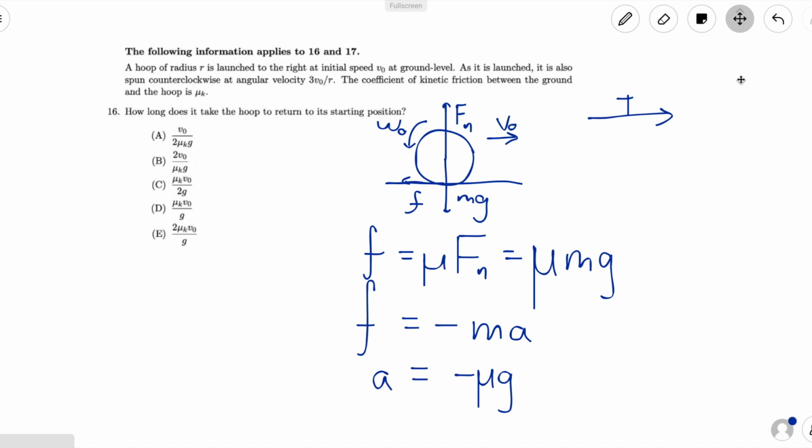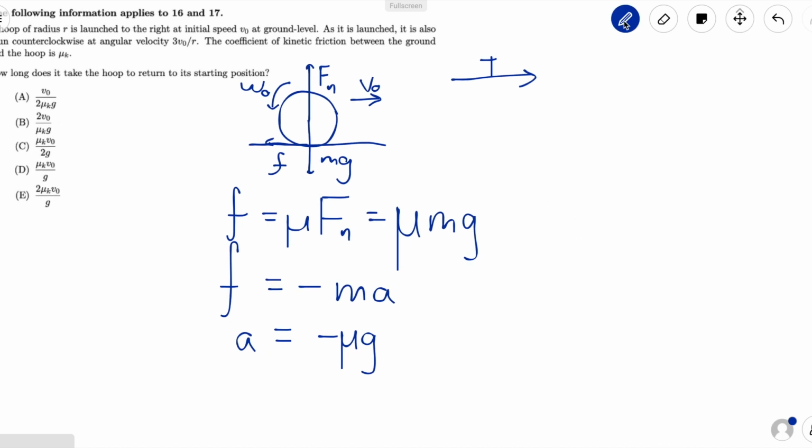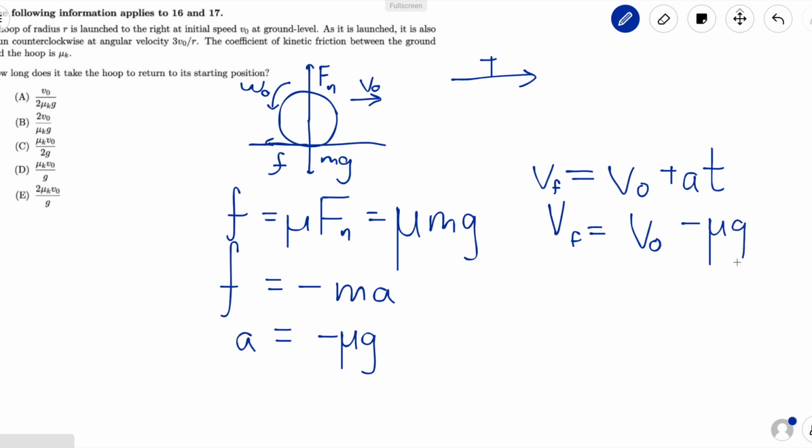By kinematics, we can solve for the velocity of the hoop at any given time. So the velocity of the hoop is equal to v0 plus at. We want to use this velocity equation to figure out at what velocity the hoop will start rolling without slipping. So let's let that specific velocity be vf. Now if we plug in a in this equation, we get vf is equal to v0 minus mu gt. So this is the first equation that we need.